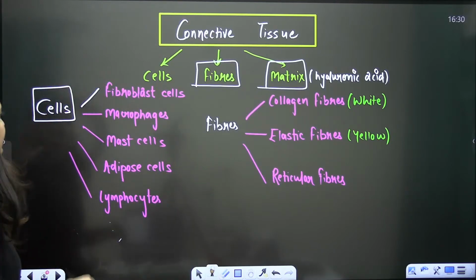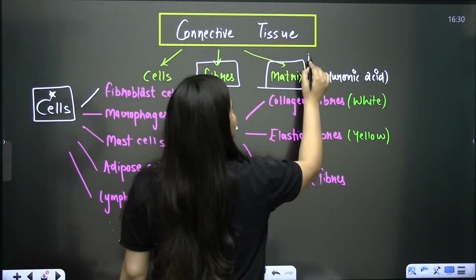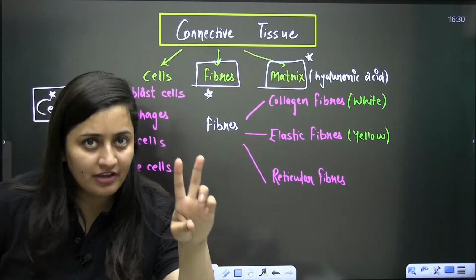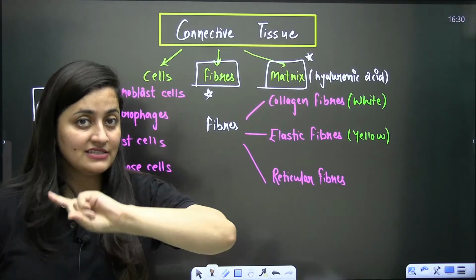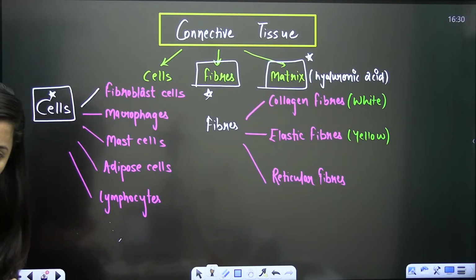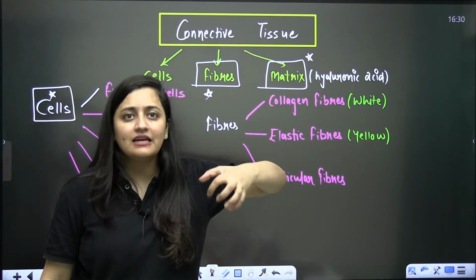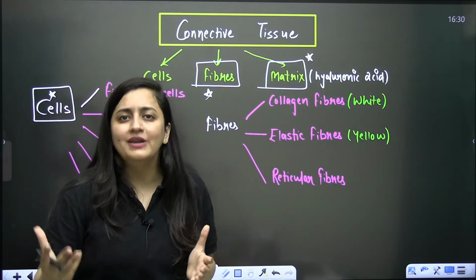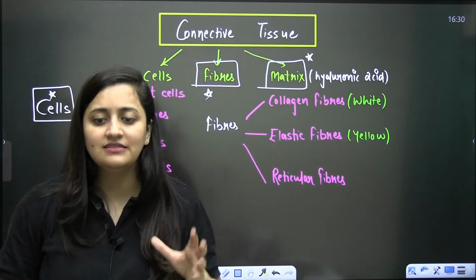So connective tissue has cells, connective tissue has fibers, and connective tissue has matrix. I'm repeating this again. Okay? The matrix is the ground substance, that basic ground substance. In that ground substance, mucopolysaccharides will be there, and some cells and fibers are present.